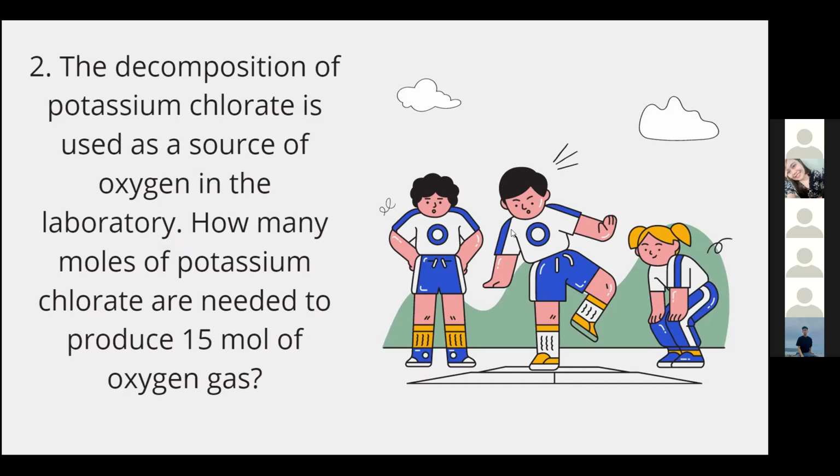For problem number 2, we have here: the decomposition of potassium chlorate is used as a source of oxygen in the laboratory. How many moles of potassium chlorate are needed to produce 15 moles of oxygen gas?